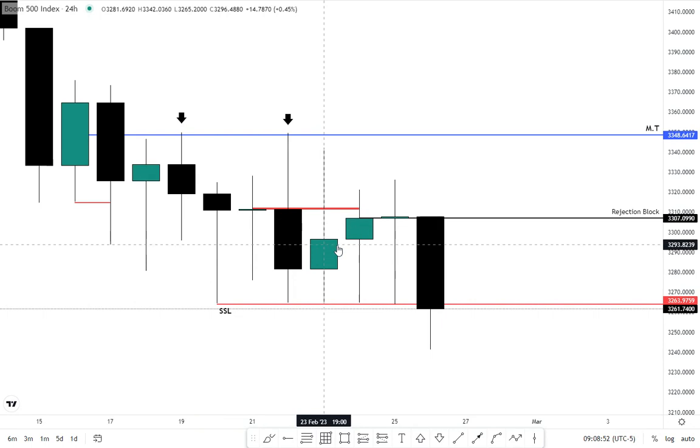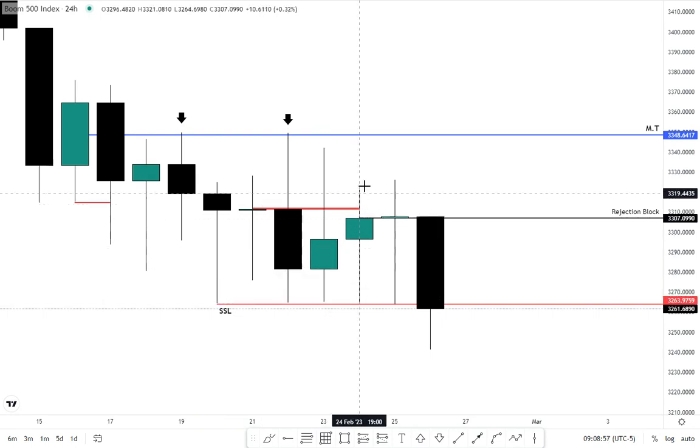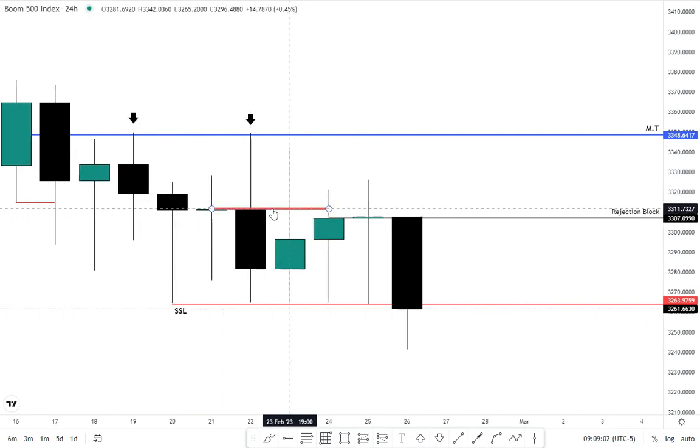All right, so we see price doing what? After making this failed swing here, it retraces. There's a retracement and it attacks this red line here.